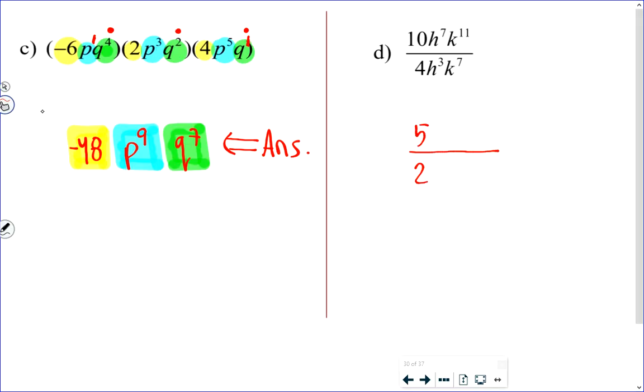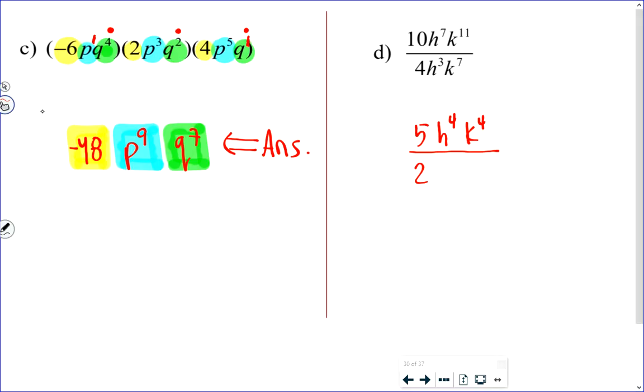Okay, over here we can take 10 over 4 and reduce it down to 5 over 2. I have h to the 7 over h cubed. I subtract the exponents and get h to the 4. And I have k to the 11 over k to the 7. I subtract the exponents and get k to the 4. I just want to double check that before I discuss something else with you.